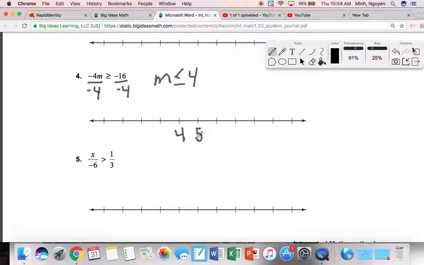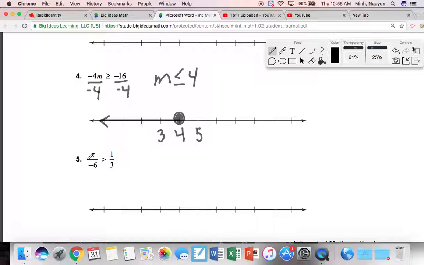Is 5 less than 4? No, 3 is less than 4. So I gotta go that way. What kind of circle will this be? And we're off to the left because less than 4, or less than or equal to 4.